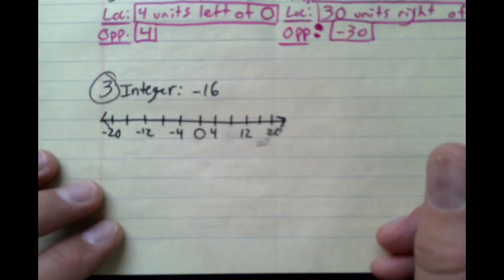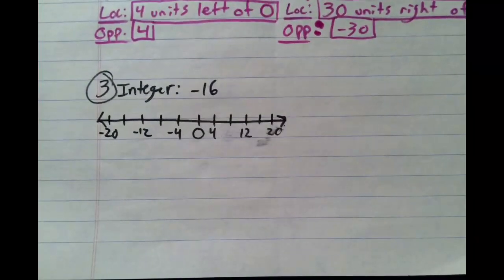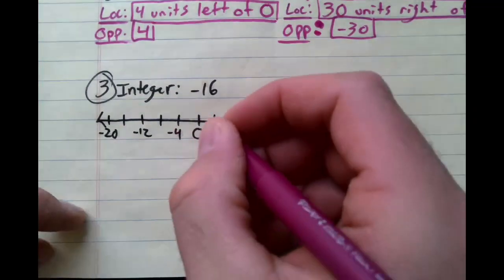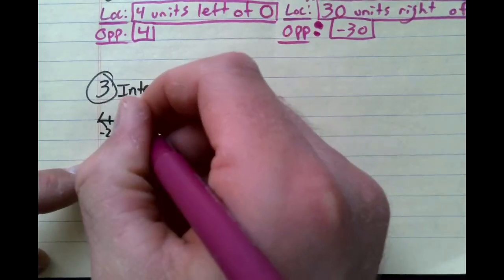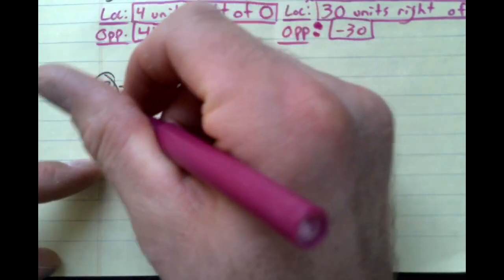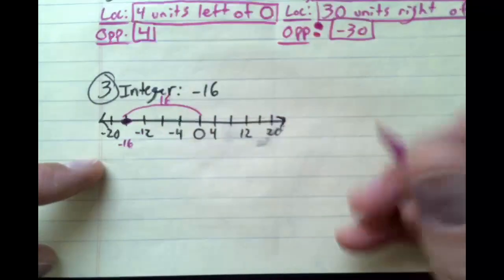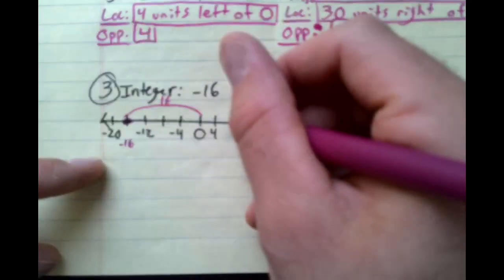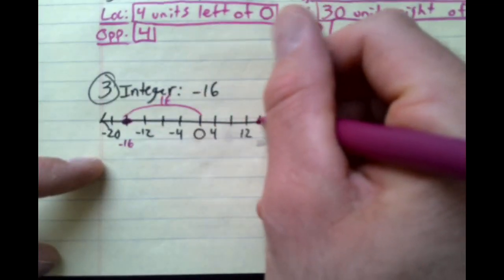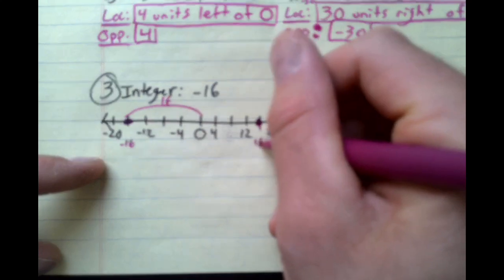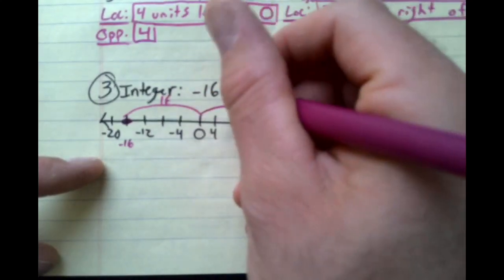All right, so we have our labels, and then just plot it. We know that -16 is to the left: 4, 8, 12, 16. There's -16, and draw your arc. We know that's 16 units. And then the other side, 4, 8, 12, 16, that's your opposite. There's 16, and draw your arc.